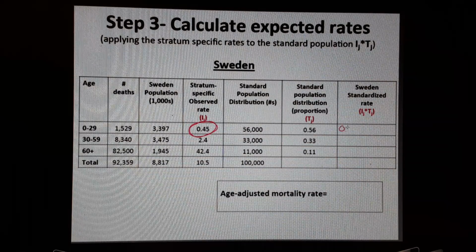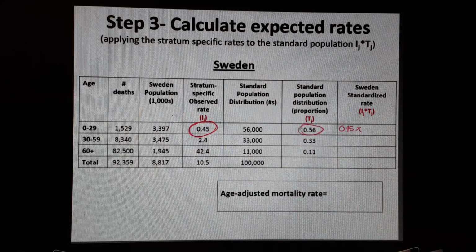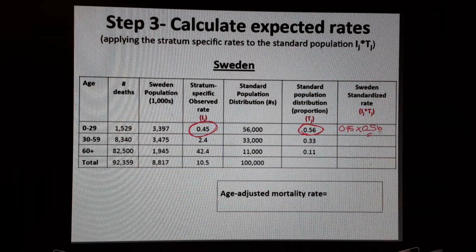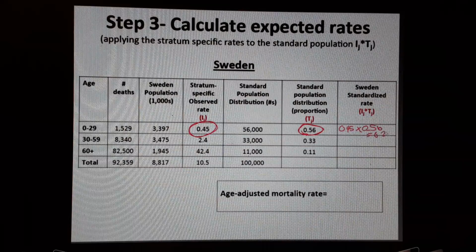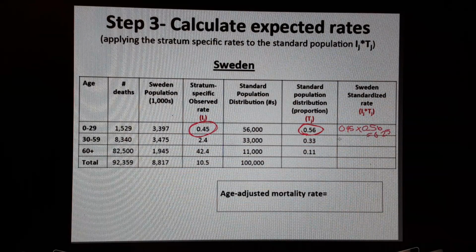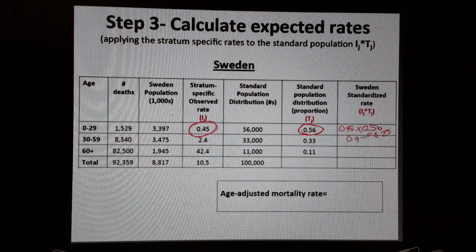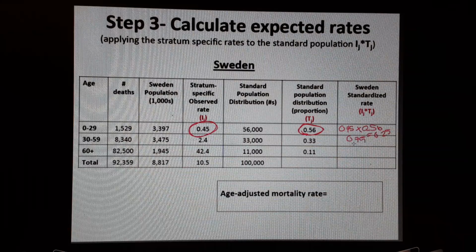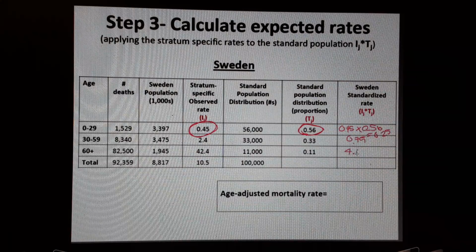So to compare the first one, just remember it's I_j, so your stratum-specific observed rate from your study population, multiplied by the proportion of that stratum in your standard population, equals 0.25. Okay, so now do the rest by yourself, these two, to practice. I'll give you the answer. Read my terrible tablet writing.